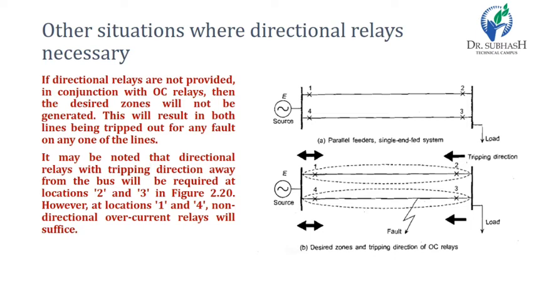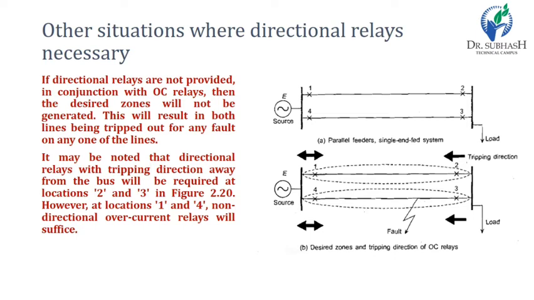So again number 2 and number 3 see the reverse current path. If we use a plain overcurrent relay without the directional feature, number 2 and number 3 will not detect the fault. Again, it is the case of selectivity.